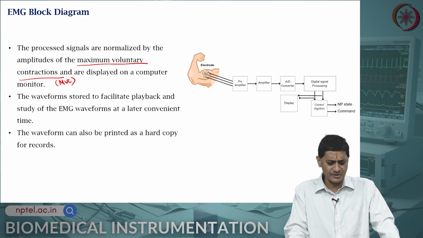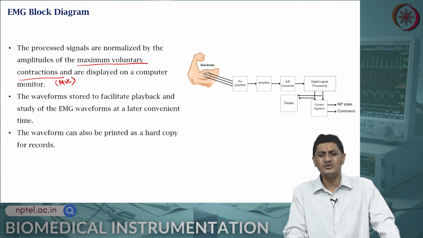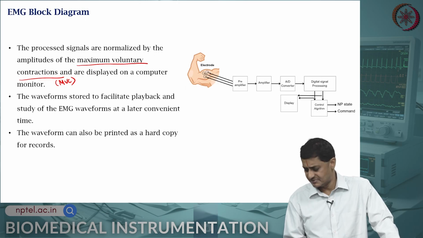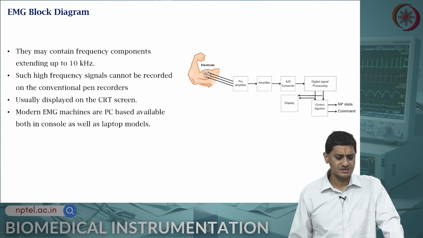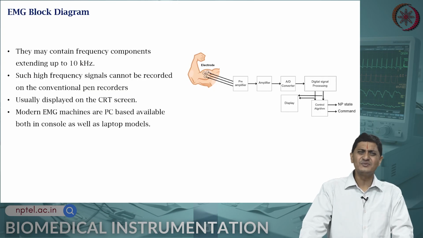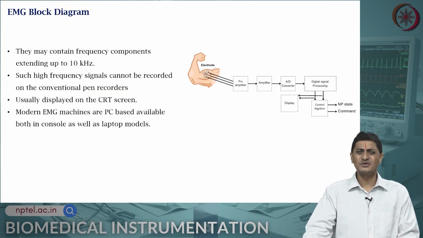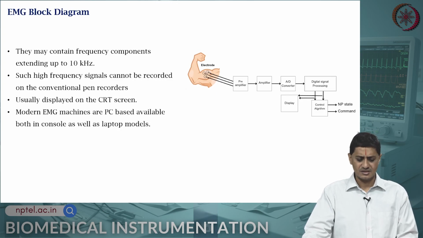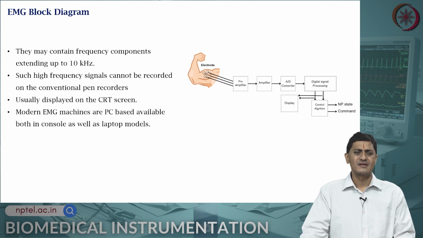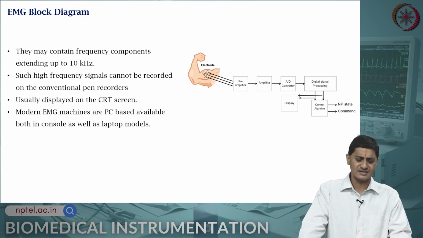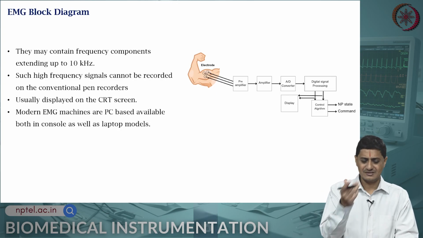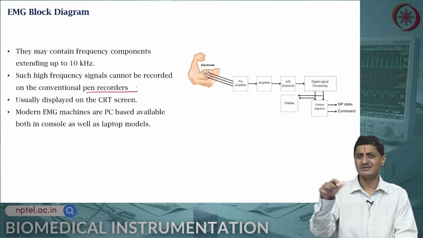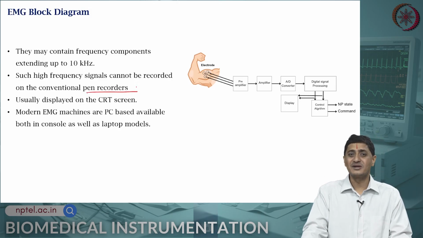This waveform can also be printed, but usually that is not done. Unlike EEG and ECG, it is quite unusual for someone to print EMG. They may contain frequency components extending up to 10 kilohertz, but that is quite unusual. Usual frequencies are around 1 kilohertz. Such high frequency signals of 10 kilohertz cannot be recorded using conventional pen recorders. The regular EEG, ECG type pen recorders cannot actually print 10 kilohertz signals.